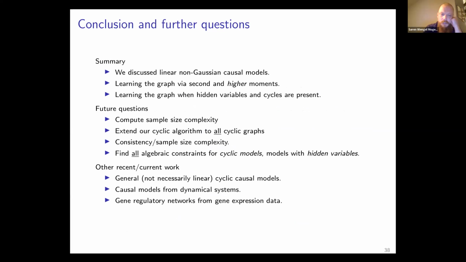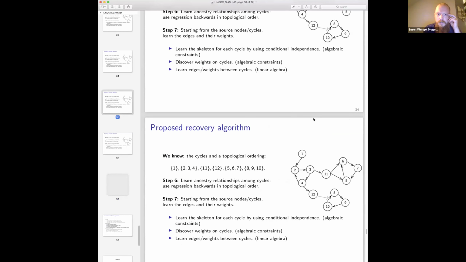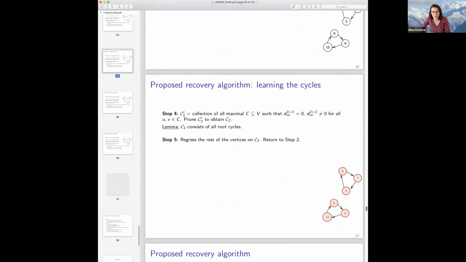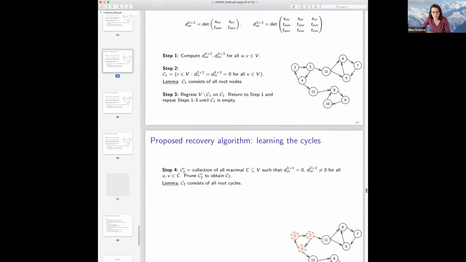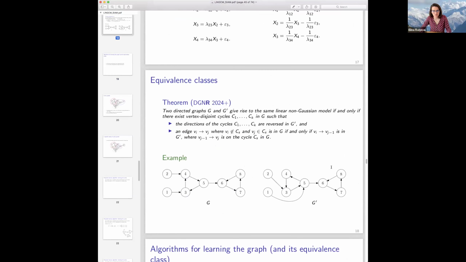So in this equivalence with cyclic graphs, you had this characterization of equivalent graphs, but what did equivalence mean? Right. So they give rise to the same linear non-Gaussian causal model. Yeah, using all of the moments.